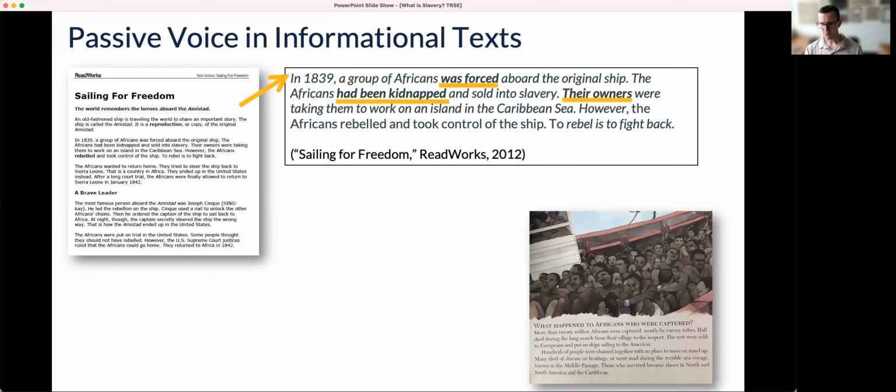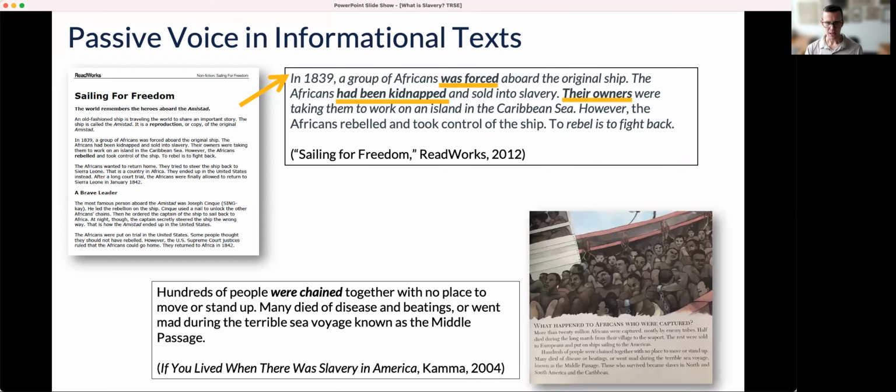Here's another example of a book students used during the inquiry. And you can see another example here. Hundreds of people were chained together. So use of the passive without any information about who is doing the chaining. So this type of pattern was very prevalent in the students' writing as well.